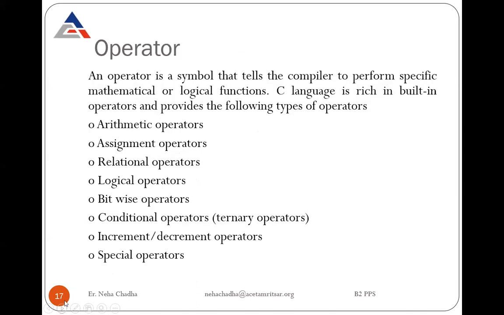Then comes the operators. An operator is a symbol that tells the compiler to perform specific mathematical or logical functions. C language is rich in built-in operators and provides the following types of operators. Let's go one by one, which are these operators and how you can perform them. I will write a program for each and every operator.